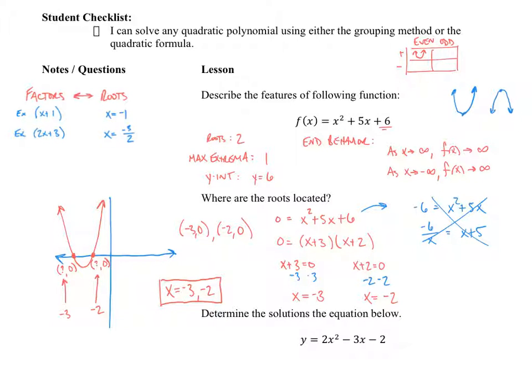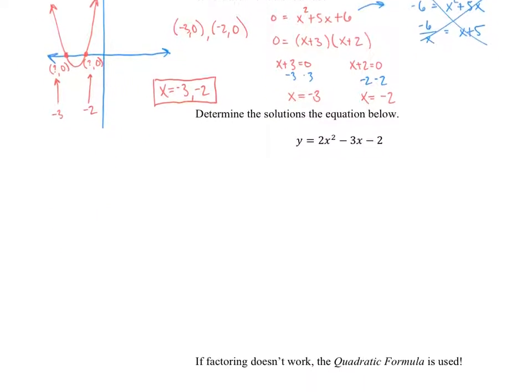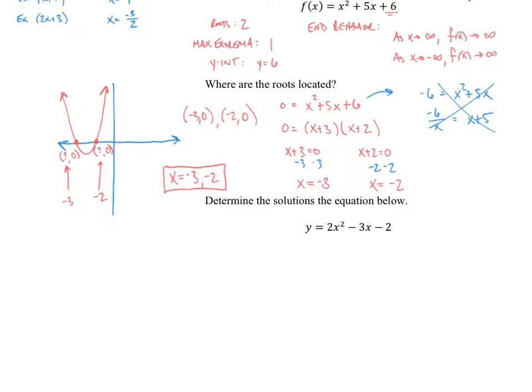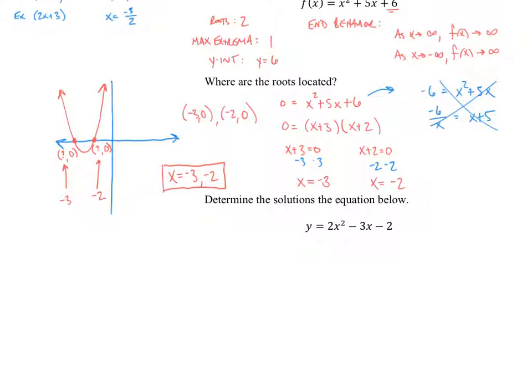Let's try another one. This one says to determine the solutions, and above it said to determine the roots. Solutions mean the same exact thing, except they're just referring to an equation rather than a function. So they're just saying, let's not think of this as being something we would graph. Just solve x. Figure out what values of x would make this thing equal to 0.